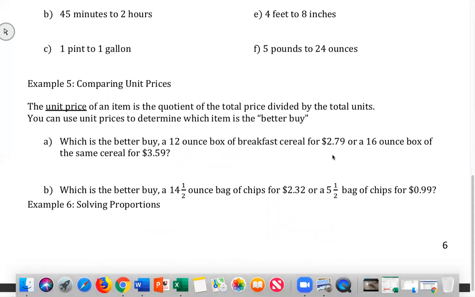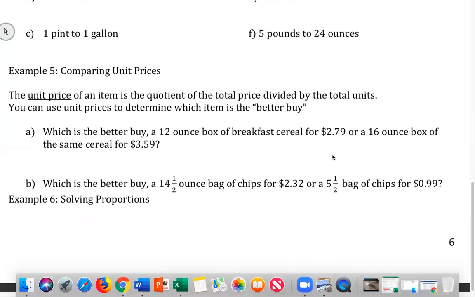Now, I like this one. I like this section a lot. Better buy. Julia. Yeah.